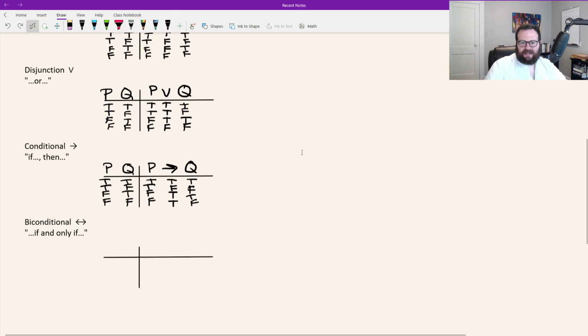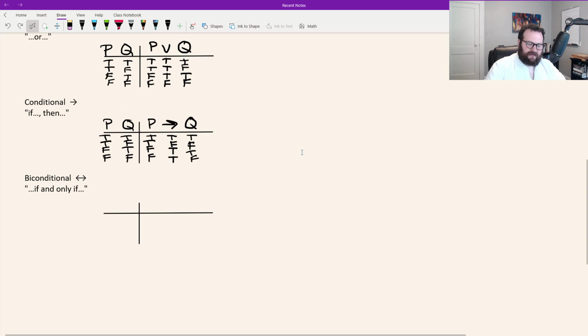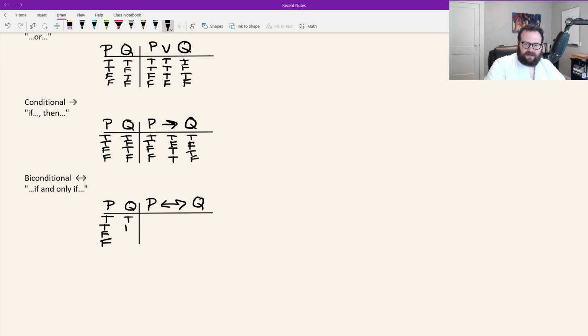Lastly, the biconditional, a bit easier than the conditional. P, if and only if, Q. Okay? P, true, true, false, false. Q, true, false, true, false. Let's fill in that information again.